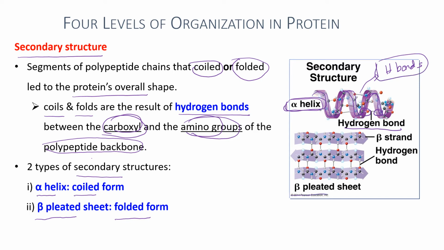The same goes for the beta pleated sheets, where you have a strand of polypeptide chain. The regions that are parallel to one another will be connected through the formation of hydrogen bonds also. So this strand of polypeptide will be folded, and the folded regions that are parallel to one another will be held together by hydrogen bonds between the carboxyl and the amino group along the polypeptide chain's backbone.